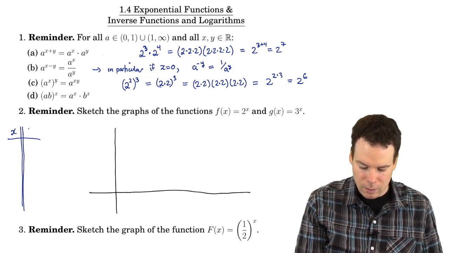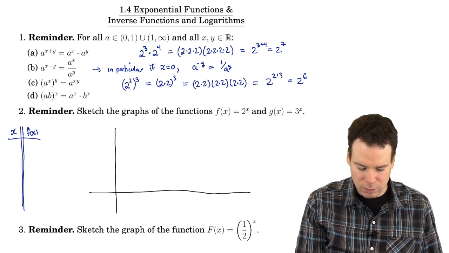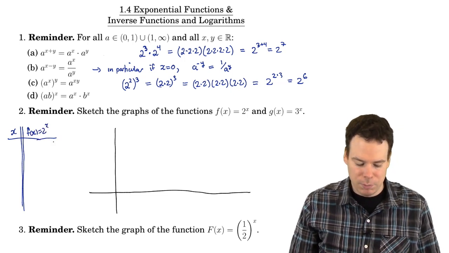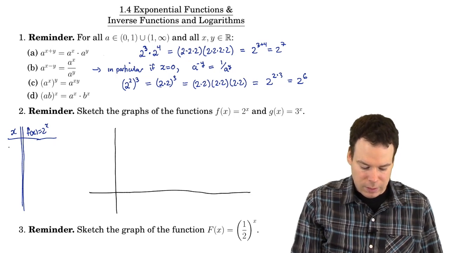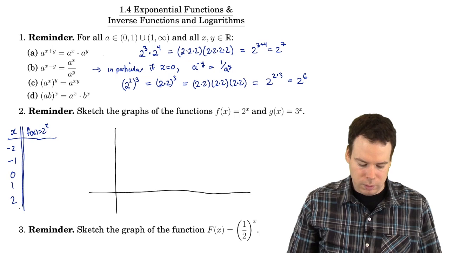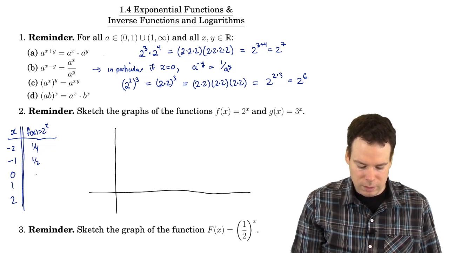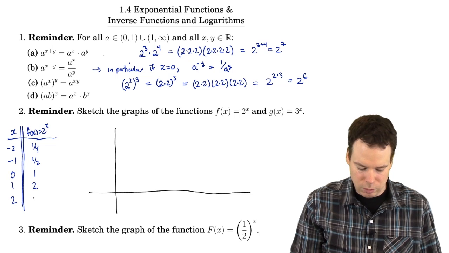So here's our first function, f of x is equal to 2 to the x. I want to get a rough idea of the shape, so maybe I'll just start taking different values, maybe negative 2, negative 1, 0, 1, 2 as inputs. So that's 2 to the negative 2, or 1/4. 2 to the negative 1, 1/2. 2 to the 0, that's 1. 2 to the 1, that's 2. And 2 to the 2, that's 4.